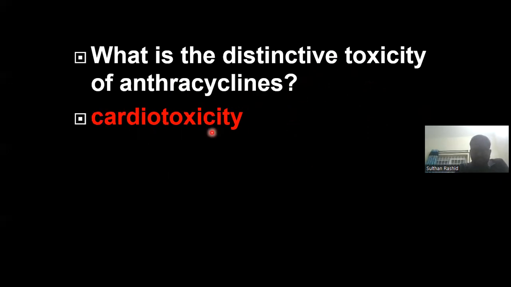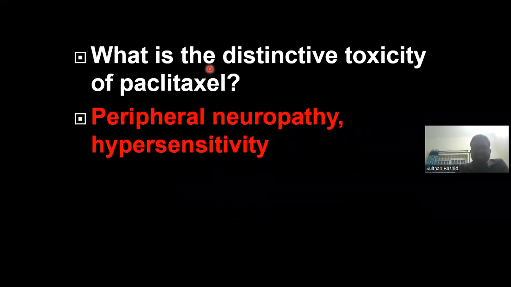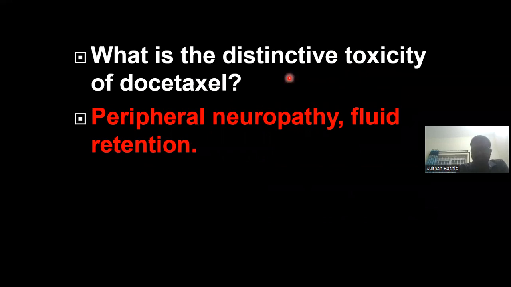So the distinctive toxicity of anthracycline is cardiotoxicity because they produce semiquinone free radicals, which results in dilated cardiomyopathy and congestive heart failure. So the distinctive toxicity of paclitaxel: paclitaxel can produce hypersensitivity reactions because they contain chemophore-containing substances, and they can also cause peripheral neuropathy. Docetaxel can cause peripheral neuropathy along with fluid retention.